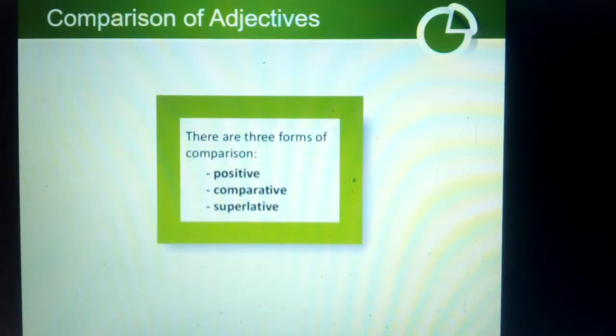Now the comparison of adjectives. There are three forms of comparison: positive, comparative, and superlative. You can say there are 3 degrees of adjectives. For example, good, better, and best. It is the 3 degrees of the same adjective good. For example, if I say a good book, a better book, and a best book, so in these examples I have used these 3 degrees of adjectives or these 3 forms of comparison.